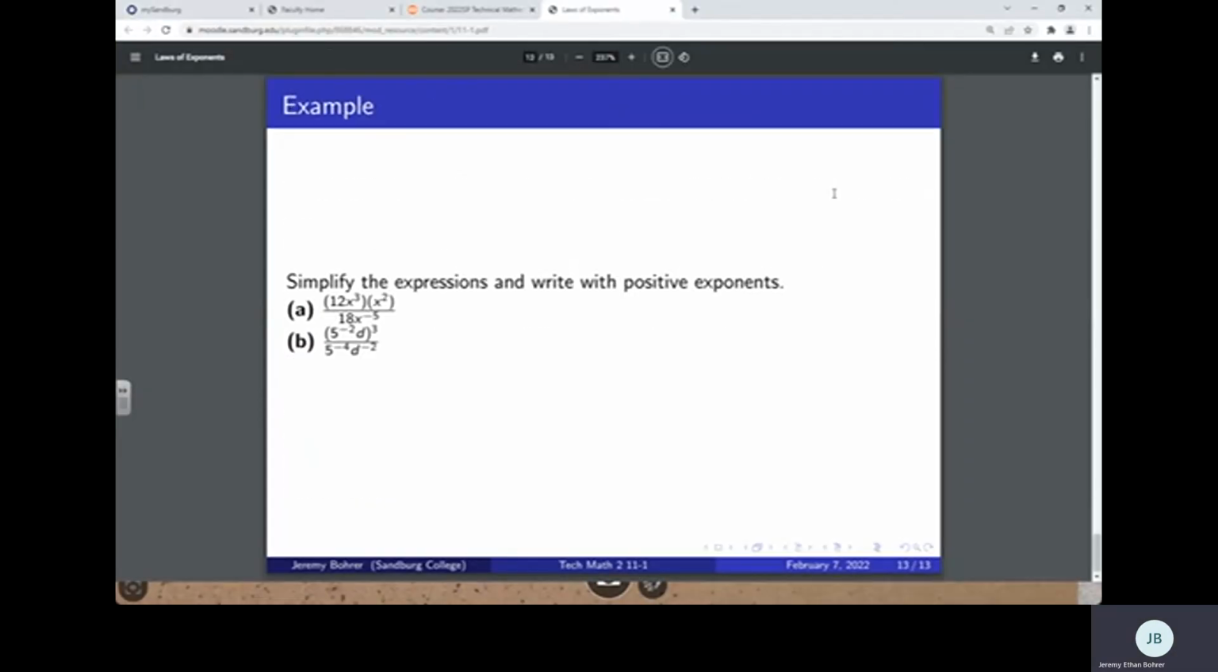Our last set of problems, we just have 2 of them. We want to simplify these expressions and write with positive exponents.